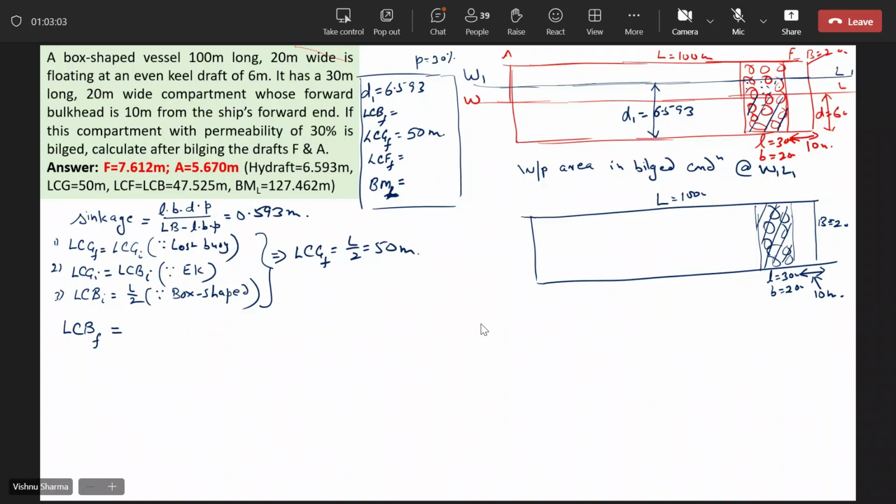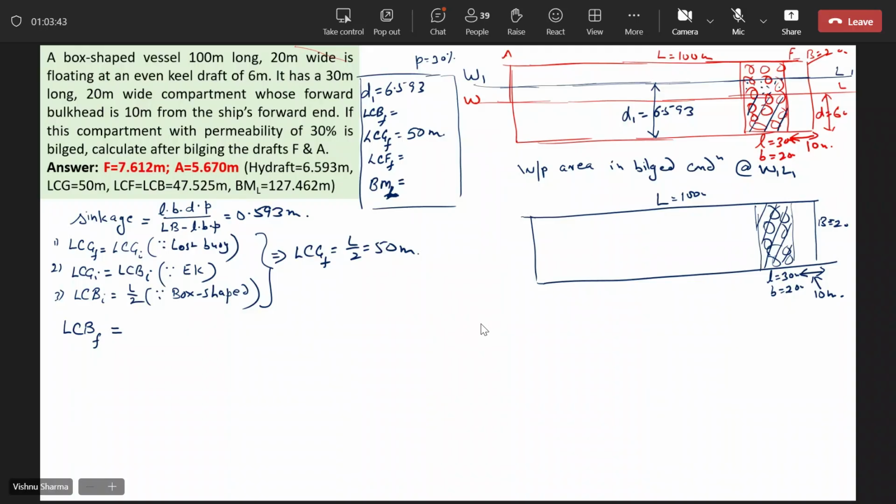Longitudinal moment of underwater volume up to W1L1 minus the longitudinal moment of the underwater volume not contributing to buoyancy, divided by volume of buoyancy. It is the same statement, only the vertical moment has been replaced by longitudinal moment, right? Clear? Yes, sir. So if I have to find the longitudinal moment of underwater volume up to W1L1, first I'll identify the volume, then I'll multiply by the lever.